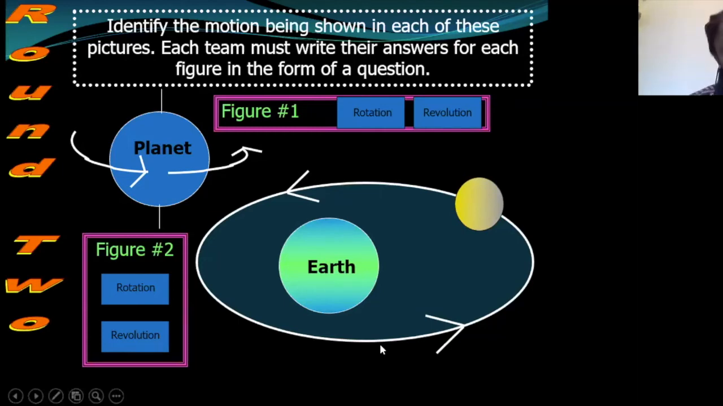Figure two, this is figure two. Is the Earth rotating or revolving? Put in your answer. Revolution is correct.